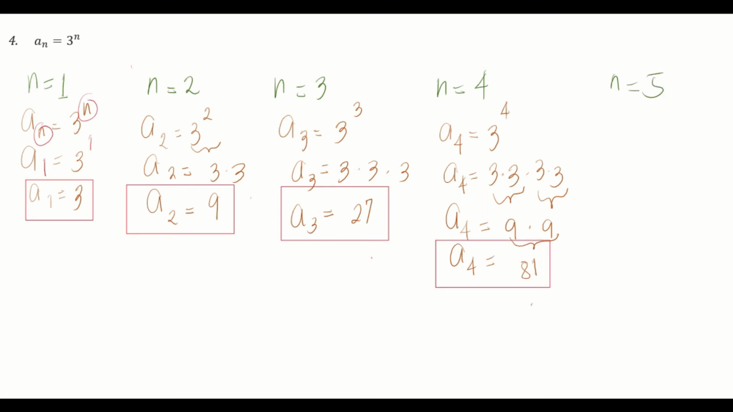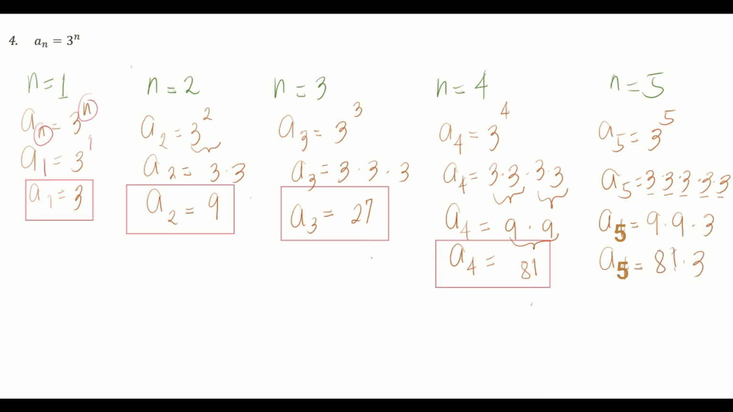Lastly, n is equal to 5 to get our fifth term. So a sub 5 equals 3 to the power of 5. We have a sub 5 equals 3 times 3 times 3 times 3 times 3, or multiplying 3 5 times by itself. We have a sub 5 equals 9 times 9 times 3. So a sub 5 is equal to 81 times 3, 243. So our fifth term is 243.